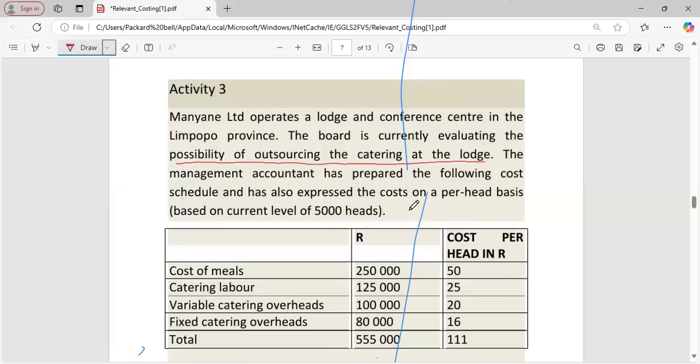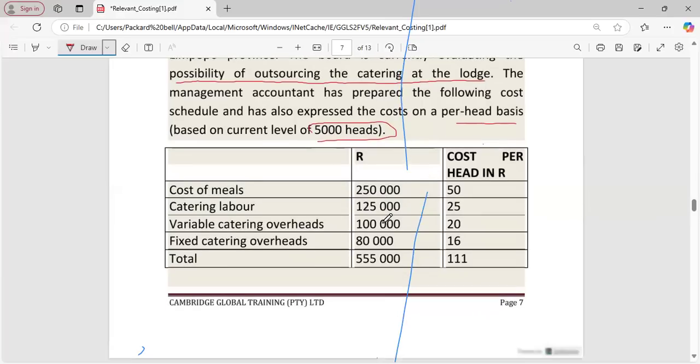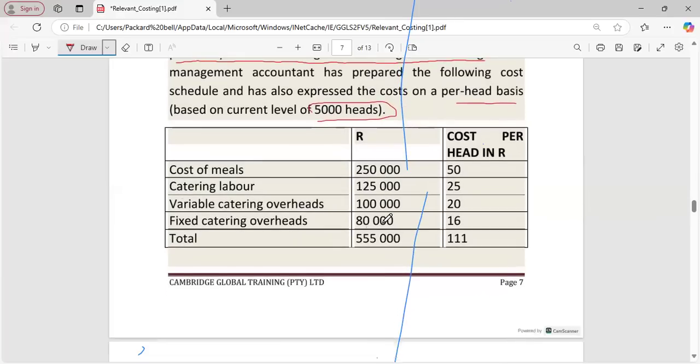So the management accountant has prepared the following cost schedule and has also expressed the cost on a per head basis based on current level of, so they have 5,000 employees. So these are the costs that were scheduled by the management accountant. They say the cost of the meal, catering labor.